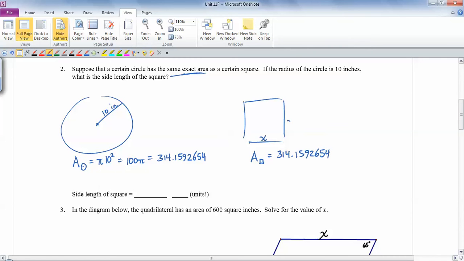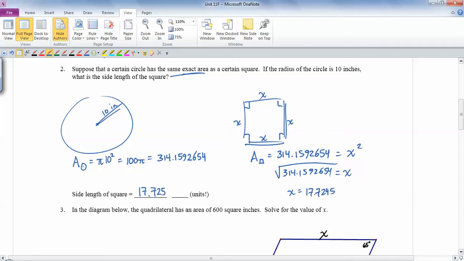And I know that in a square, all the sides are the same, and it's a rectangle, so the area is x times x, length times width, which is x squared. To get the side of the square, I'm just going to take the square root of that. If you plug that into a calculator, you get x is 17.7245. If we round it to 3 places, it'll be 17.725. The radius was in inches, so these lengths are going to be in inches too.